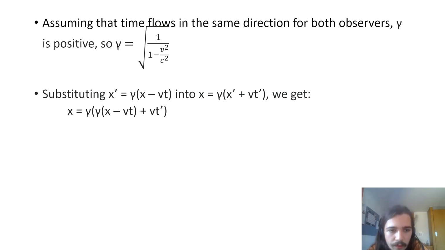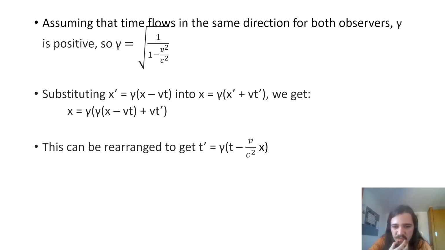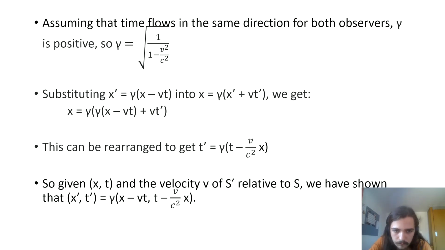Okay, so then we substitute in x prime equals gamma times (x minus vt) into x equals gamma times (x prime plus vt prime), and we get this equation here, and we can rearrange that equation to get t prime equals gamma times (t minus v over c squared x). And so this is effectively how we're going to work out an expression for t prime. We've already done an expression for x prime. And so that means that given x and t and the velocity v of s prime relative to s, we have found the values of x prime and t prime.